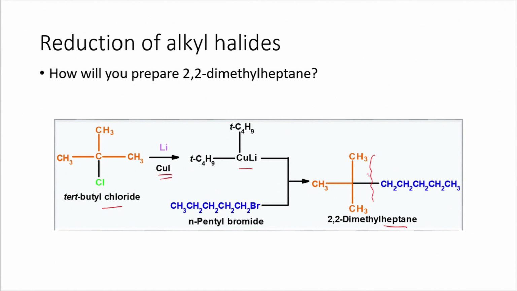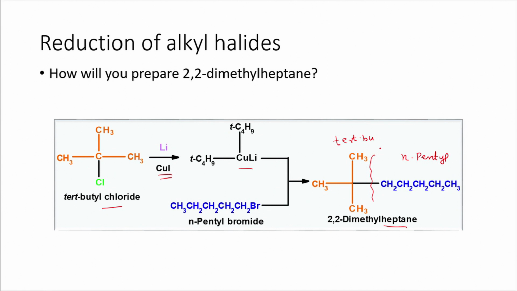So, this is another method where we have an unsymmetrical alkane. This part has a tertiary butyl unit, and this part has an n-pentyl unit. So, we have an unsymmetrical alkane, and this unsymmetrical alkane can easily be prepared by the Corey-House reaction.